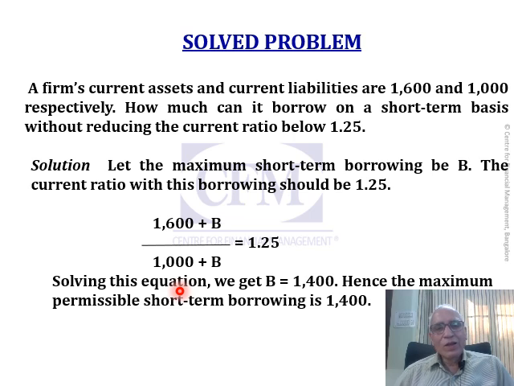When the firm has a short-term borrowing of 1400, this becomes 1600 plus 1400, that is 3000, and this becomes 2400. So 3000 divided by 2400 is 1.25. If B exceeds 1400, then this ratio will fall below 1.25, which is not acceptable to the firm.